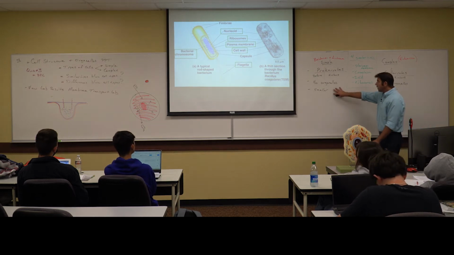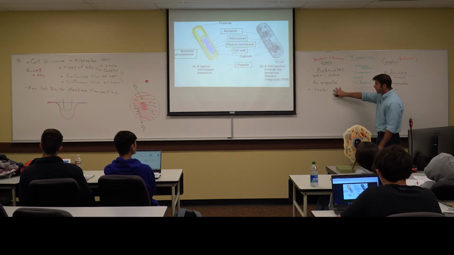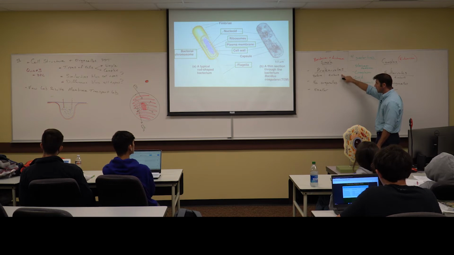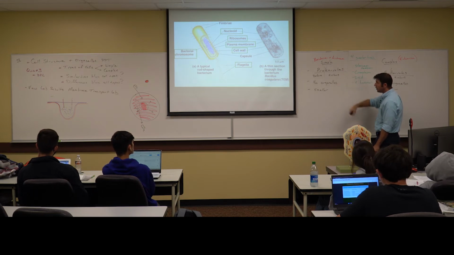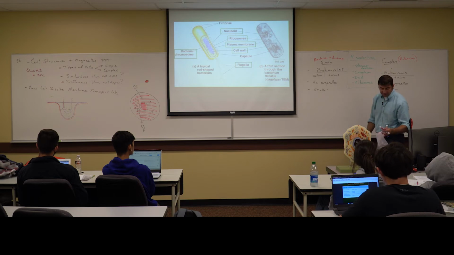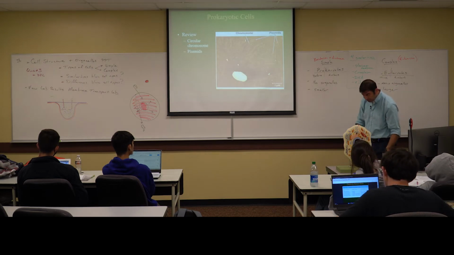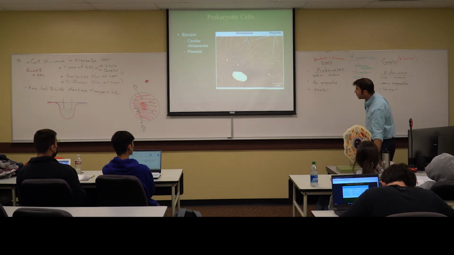But we do need to know some characteristics about prokaryotic cells. So far we've got lack of nucleus, lack of any other organelles. They're smaller than these eukaryotic cells. We can list at least two more, and let me find the color I was writing with.